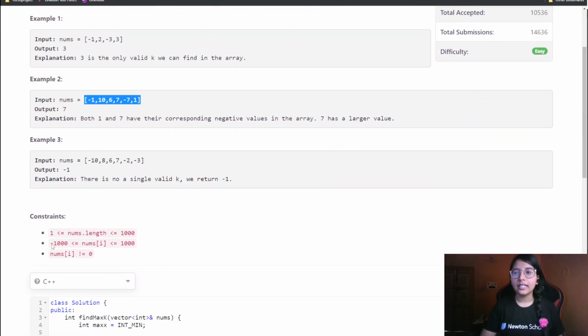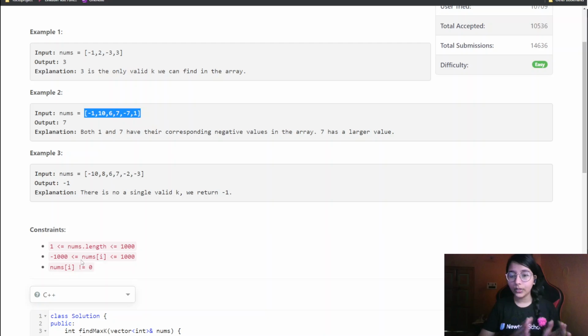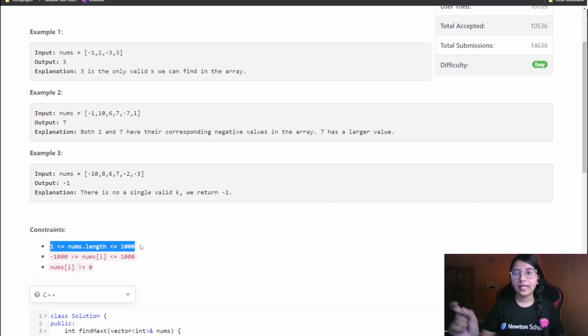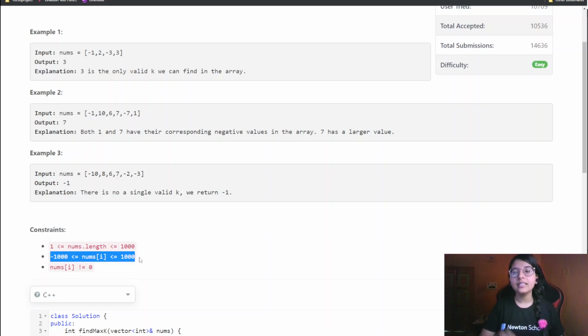So let us check the constraints, and after that we will go to the coding part. Here you can see that n could go up to 1000. So an n square solution would easily work here, but we will try not to make it n square. And each number is in the range of minus 1000 to 1000, so the integer range is also much smaller, and a number is never equal to 0.